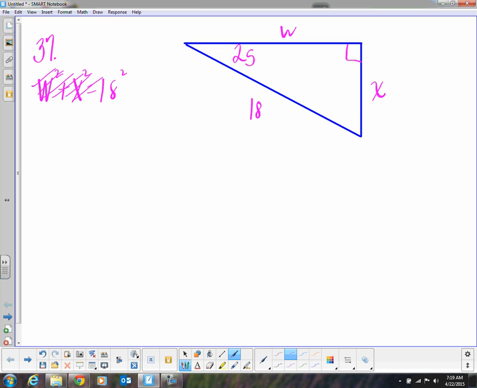Now this is one of these three ratios they will give you. With respect to 25, we don't want W, we want X. How do I find X? What trig ratio? So we're going to say sine of the angle, which is 25, equals X over 18. So you're going to multiply both sides by 18.